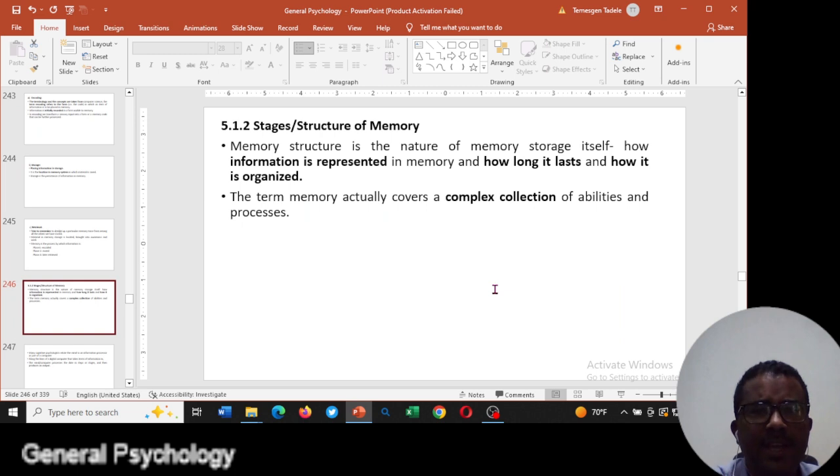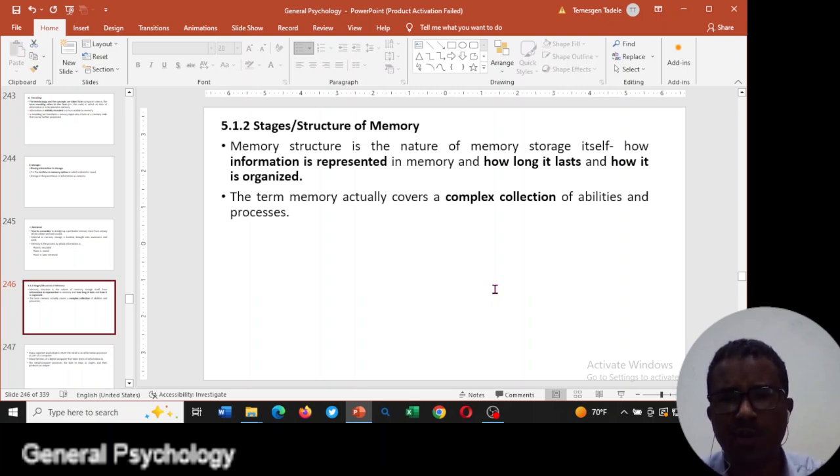The other thing is the stage or structure of memory. Human memory structure is the nature of memory storage itself, how information is represented in human memory, how long it lasts, and how information is organized. So this is an issue of memory structure.